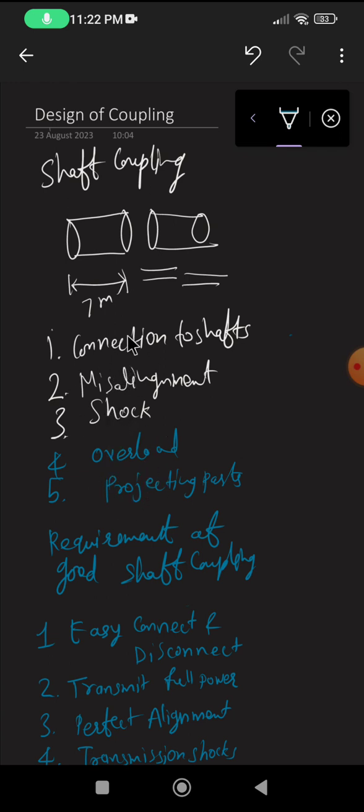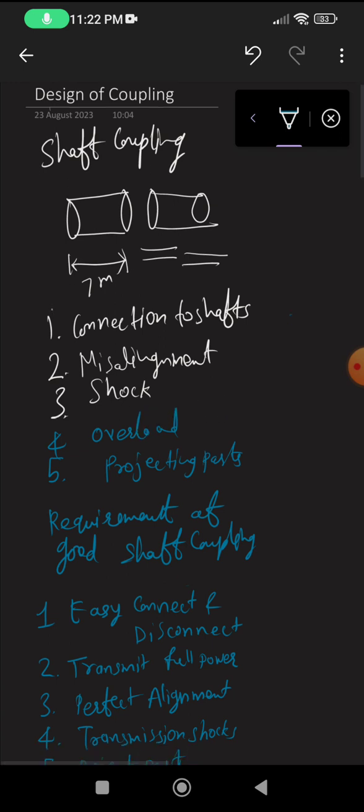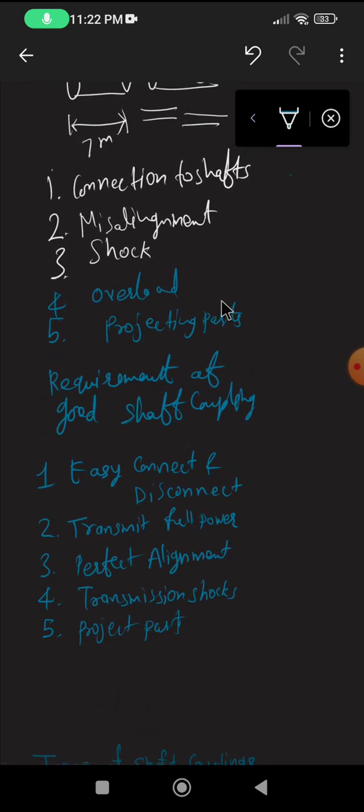Similar reasons give the requirements for a good shaft coupling. So, which shaft coupling is very good? First is connection. We need to easily connect and disconnect: easy connection for transmitting the power, and disconnection for repair purposes. Second, it should transmit full power from one shaft to another shaft without any losses.